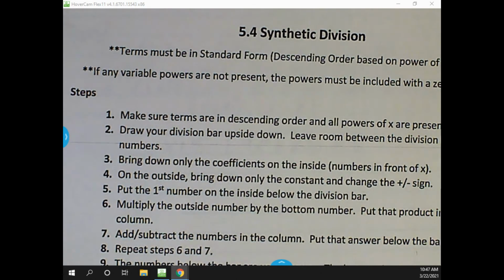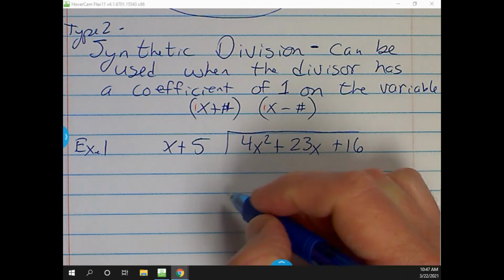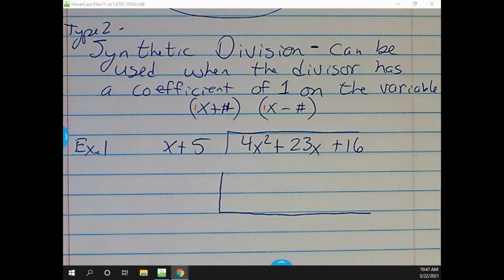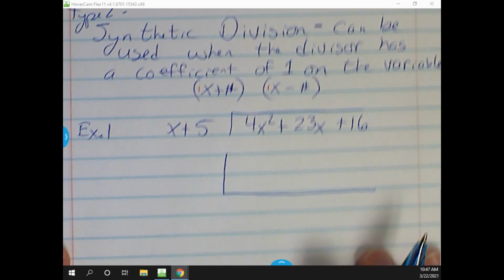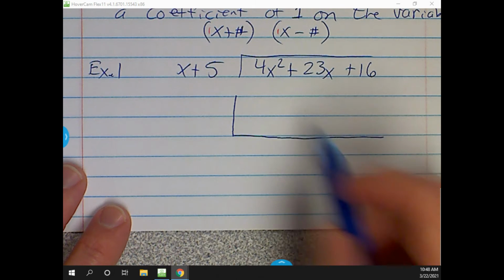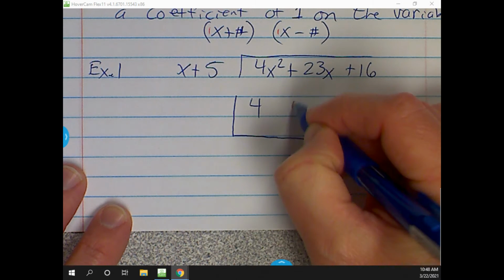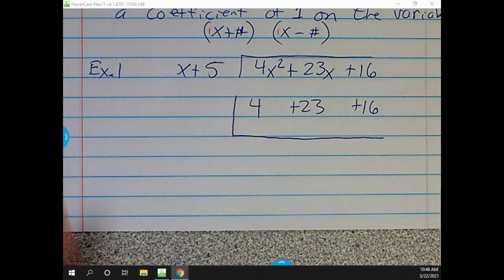Step 2 says draw your division bar upside down and leave a little space underneath it. If you've got lined paper, you make it like 2 lines. I always do it that way. Step 3 then says bring down only the coefficients. So on the inside, on the dividend, you bring down the 4, the plus 23, and then the plus 16. And yes, you do need to bring down the signs, even if it's a plus, because it makes a difference when you go through these.